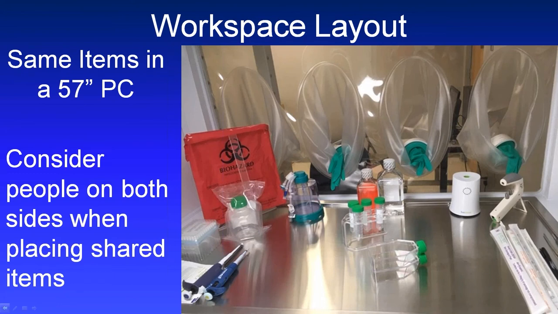Now, these are the same items laid out in a 57-inch processing chamber. First of all, you see you've got a lot more room. But also, if you have someone working across from you, you may want to refigure your layout so that both of you can reach the things that are important for you and you both have good workspace.